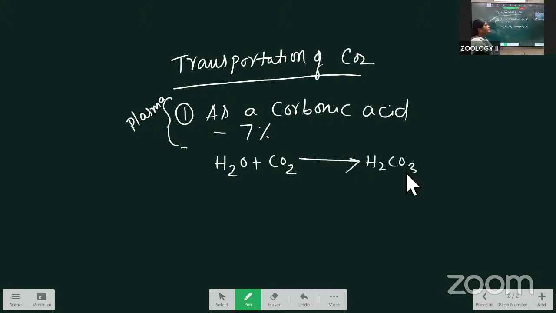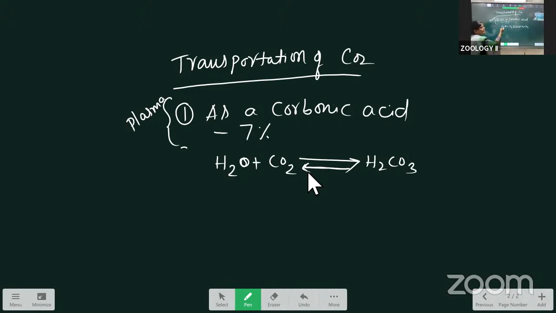Here, this is the reverse reaction. Inside the tissues, the blood plasma contains water. With that water, carbon dioxide is added and forms H2CO3. That will be the reverse reaction at the alveoli site. They are reversible reactions. They dissociate and form H2O and CO2.